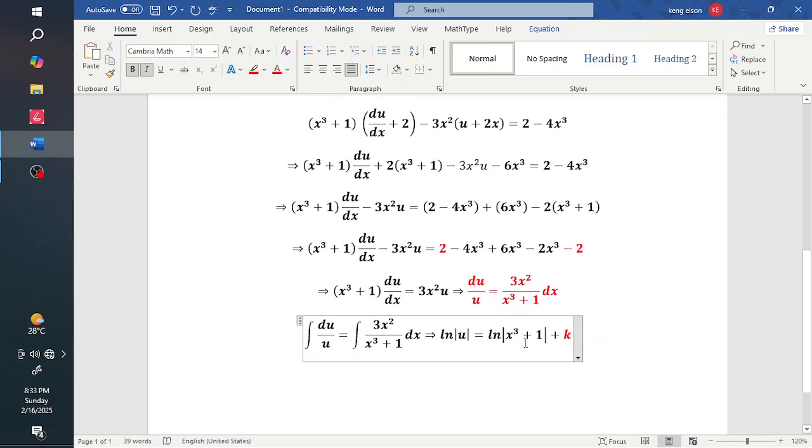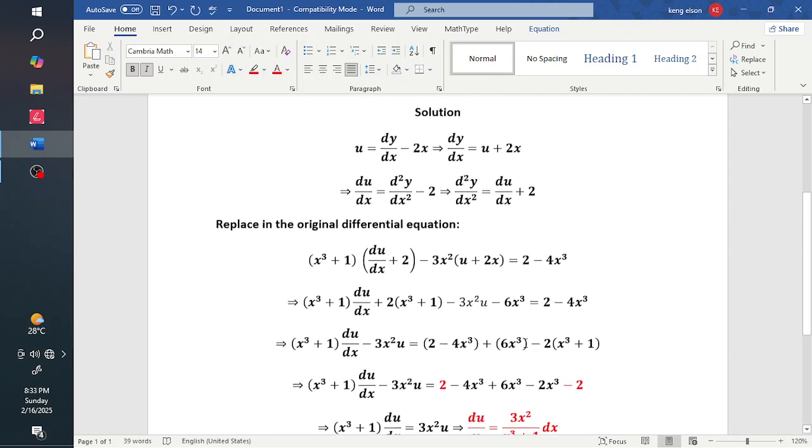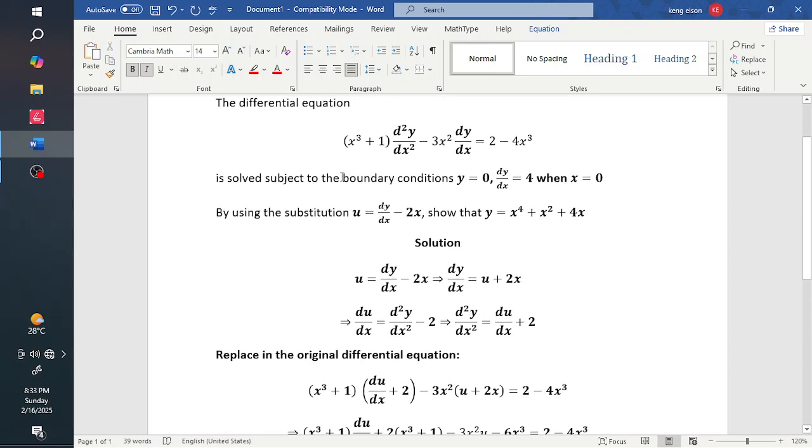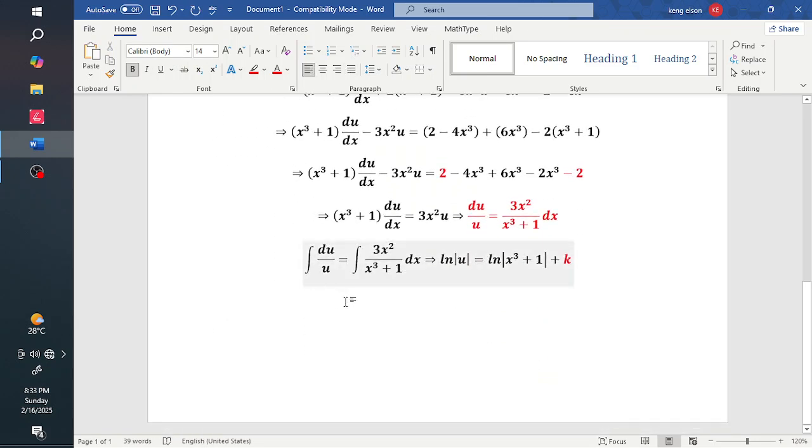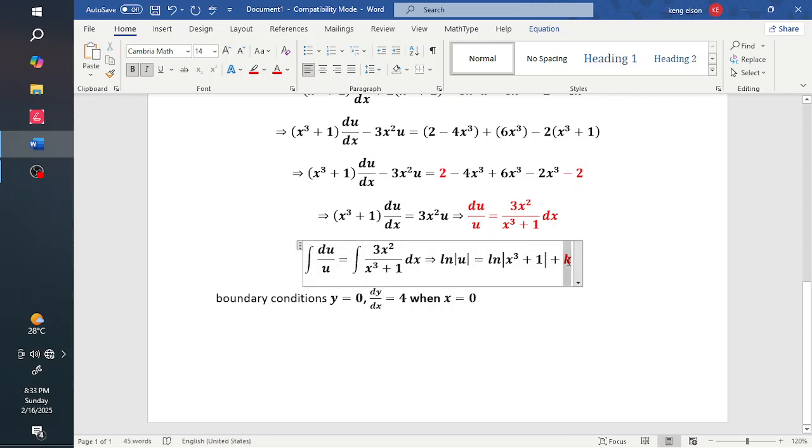So we are going to use our initial conditions, that is our boundary values. So let's go back up. So these are the boundary values, boundary conditions. Here are the boundary conditions. So let me try to put them down here. So we have these for the boundary conditions, and then you see that these boundary conditions are on y, on dy dx, and on x. But to get the value of k here, we need boundary conditions on x and on u.